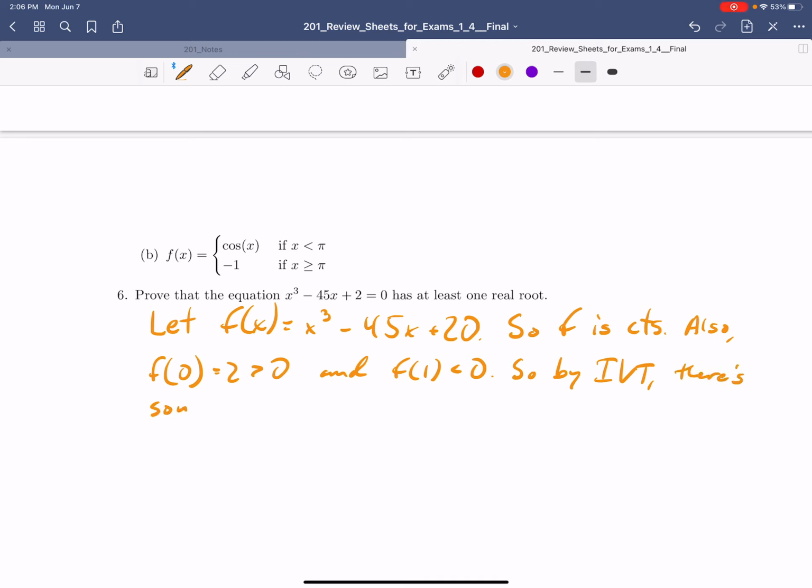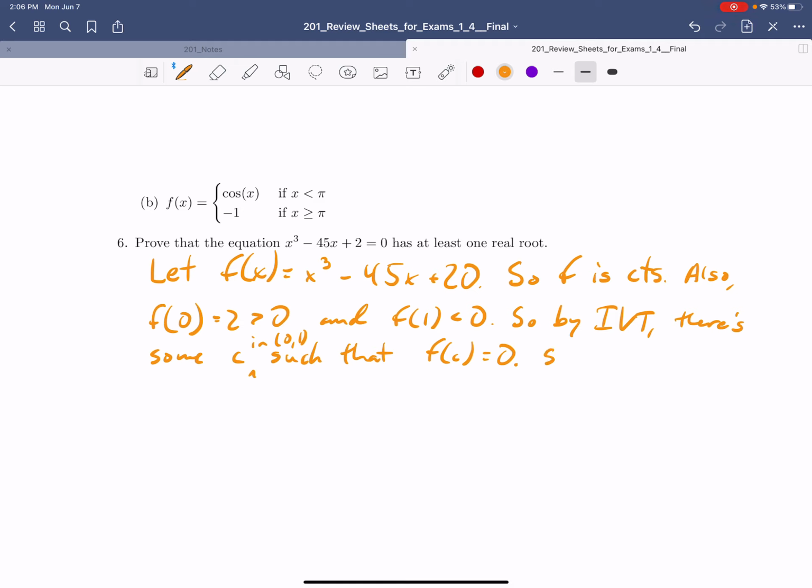there's some c such that f of c equals 0. And I suppose we want to be a little more specific. We can say there's some c within the interval 0 to 1. You don't need to say that, but it'd be good to say that. Okay? So the equation has a real root.